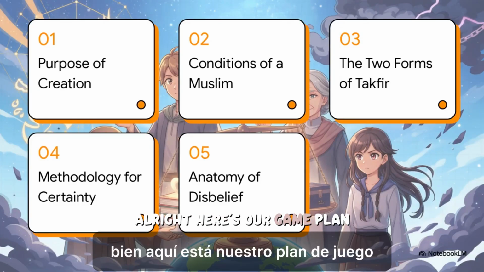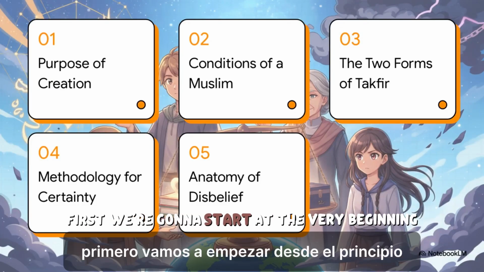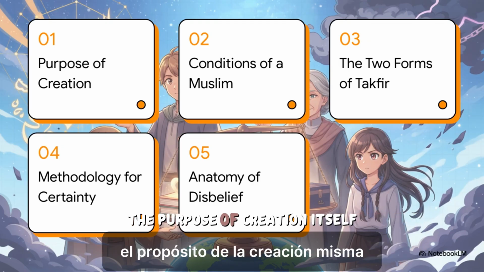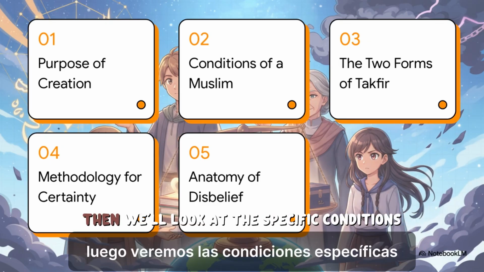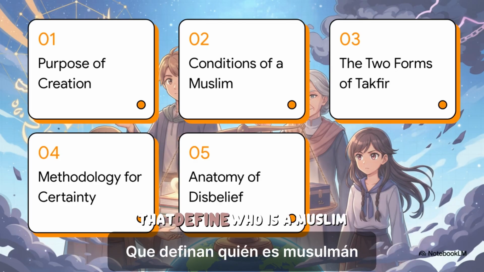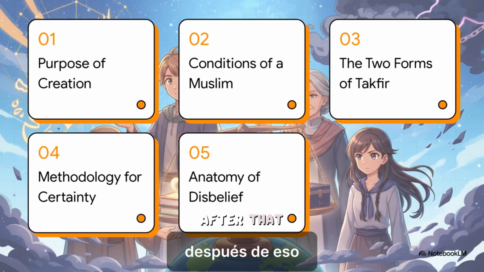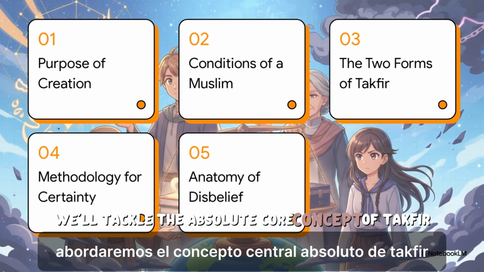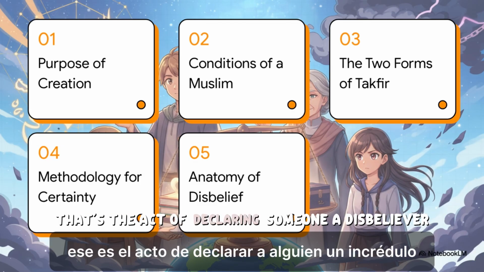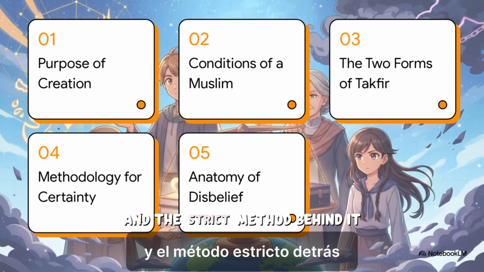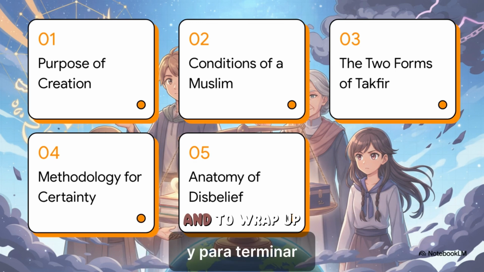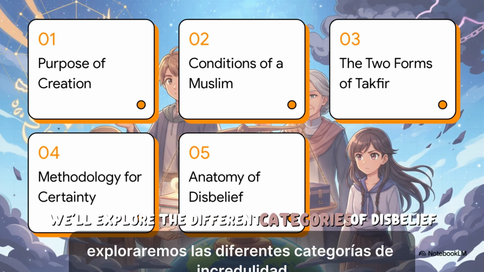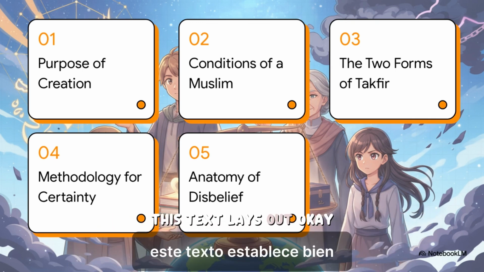All right, here's our game plan. First, we're going to start at the very beginning, the purpose of creation itself. Then, we'll look at the specific conditions that define who is a Muslim. After that, we'll tackle the absolute core concept of Takfir. That's the act of declaring someone a disbeliever and the strict method behind it. And to wrap up, we'll explore the different categories of disbelief this text lays out.